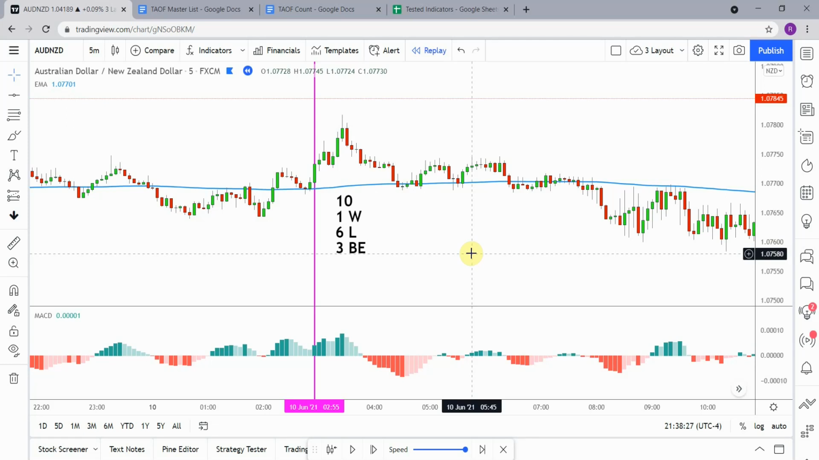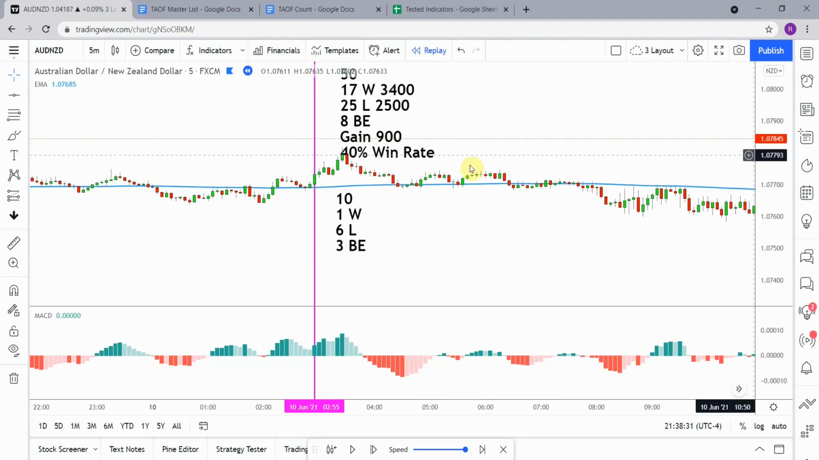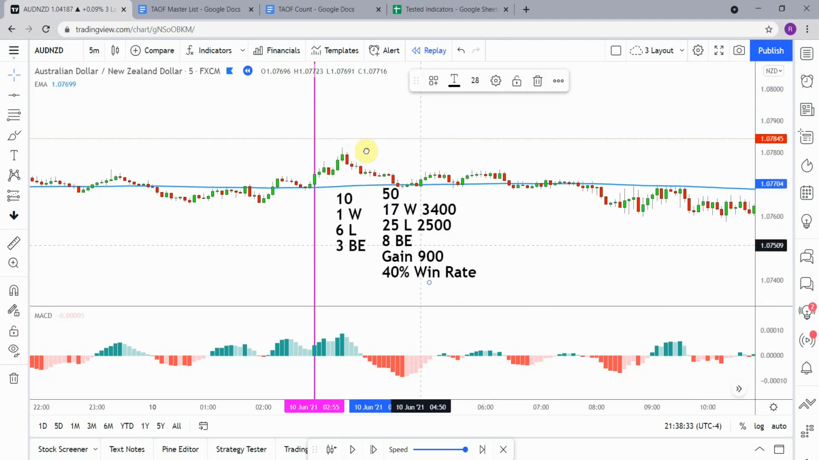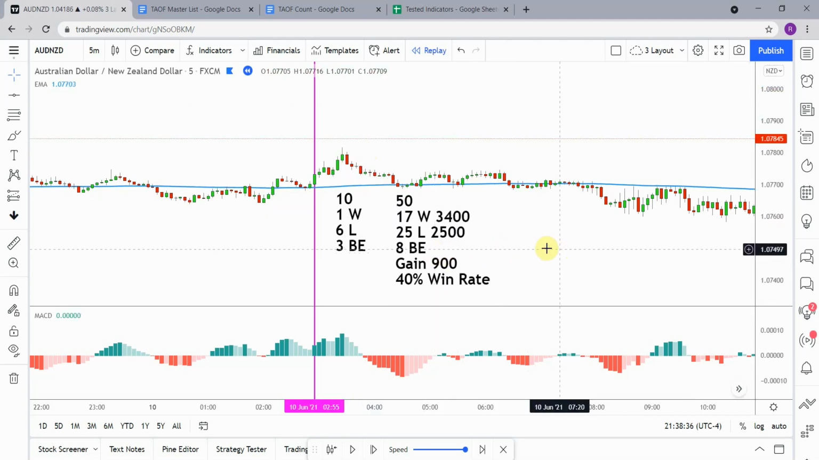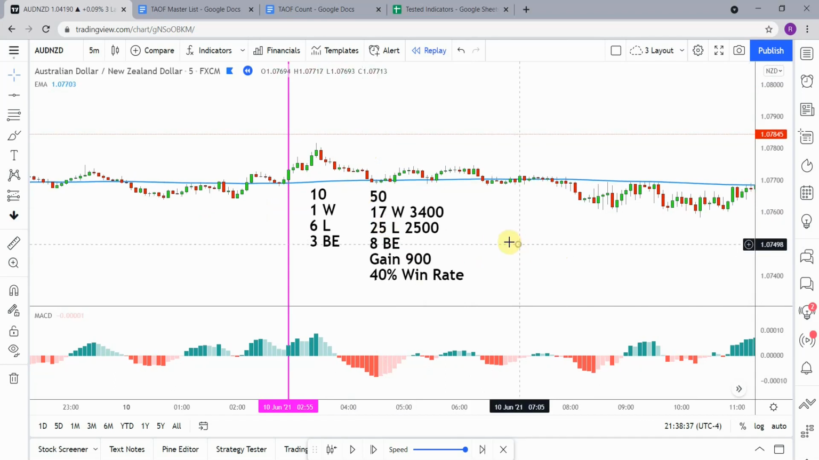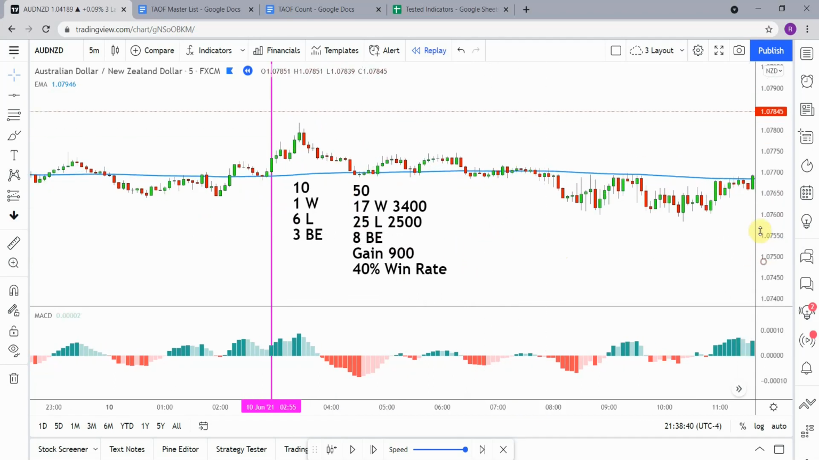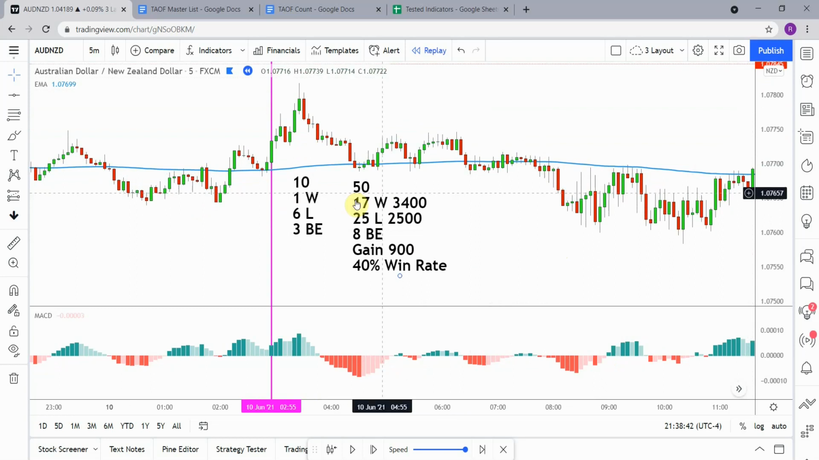All right, so what was the strategy able to achieve? Well, let's take a look here. Let's get this down in focus. So we did a 50 trade test like normal. Out of those 50 trades, we had 17 winners, 25 losers. We had 8 of them break even.